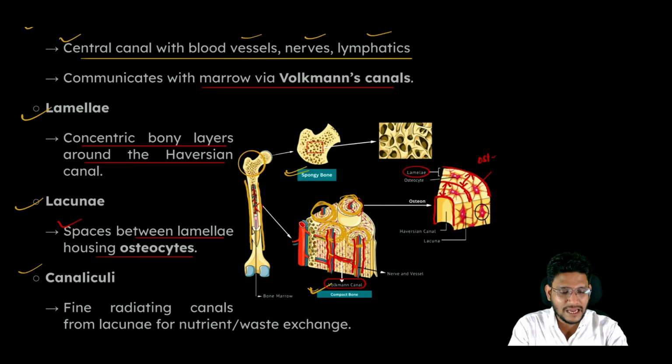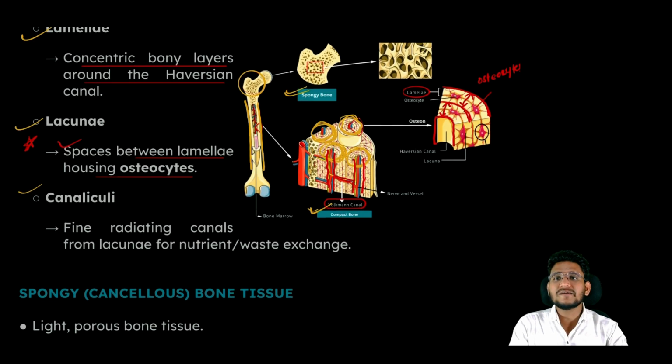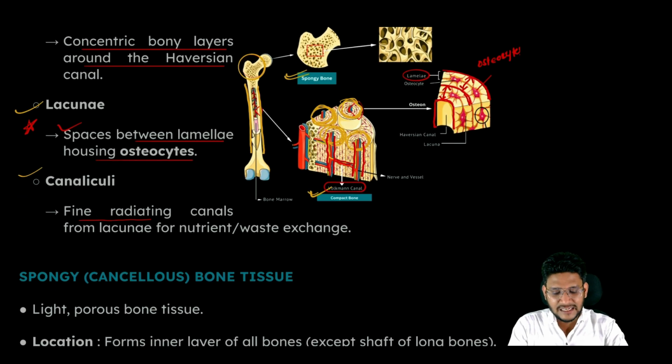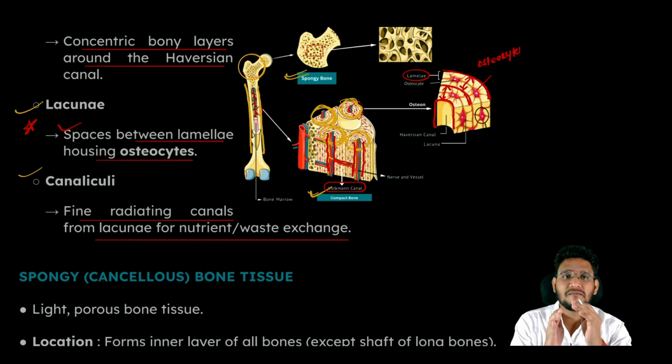These are osteocytes, and these osteocytes will be present in the lacunae. This is important: osteocytes are present in the lacunae part of the osteon, the lacunae part of the Haversian system. Then we have canaliculi, and these are fine radiating canals from the lacunae, and these are for the exchange of nutrients and waste materials. Clear?